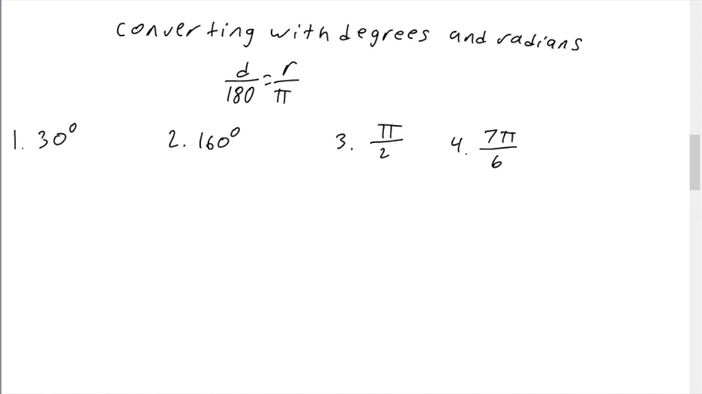So let's start with number 1. We've got 30 degrees and we want to convert it to radians. So we set up the proportion. 30 over 180 is equal to r over pi. Now you can reduce that fraction first if you want. You don't have to, because then we can just cross multiply. 180r is equal to pi times 30, or 30 pi. And we want to solve for r, so we divide both sides by 180.